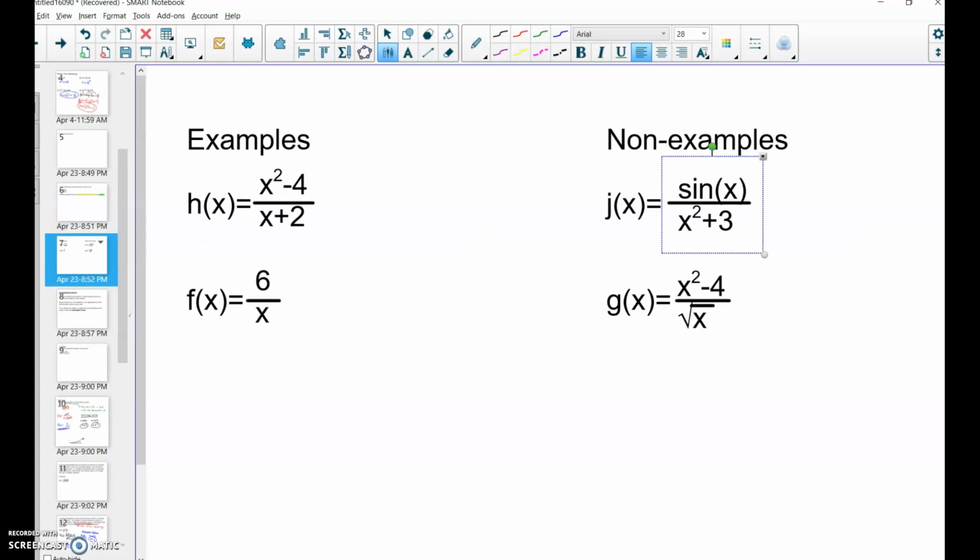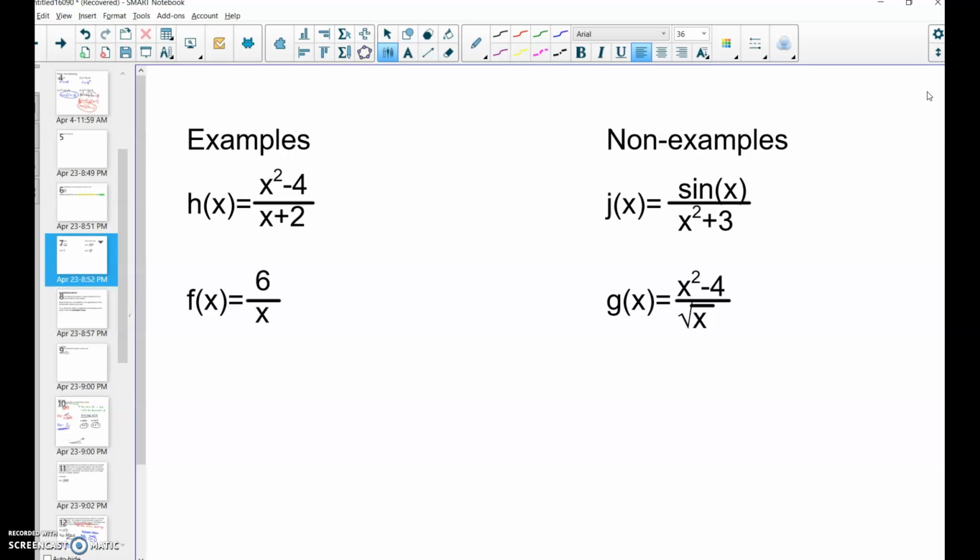So some examples and non-examples that we have. Examples. X squared minus 4 over x plus 2. Totally fine. You don't have any negative exponents, square roots. 6 divided by x, same thing. Your exponents are fine there.